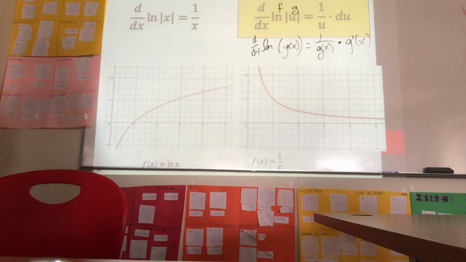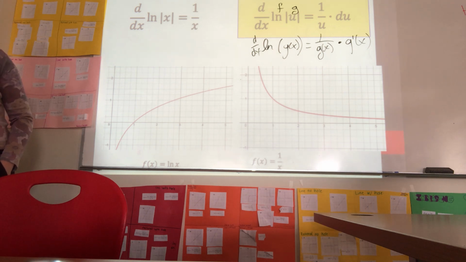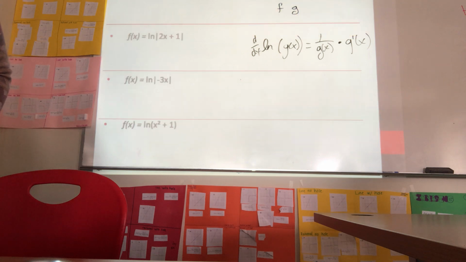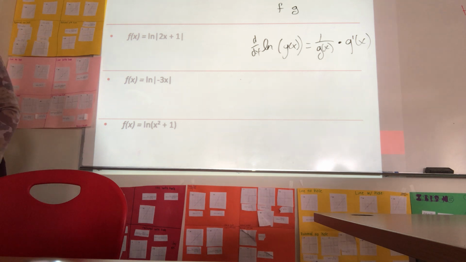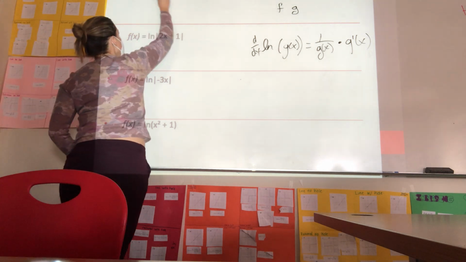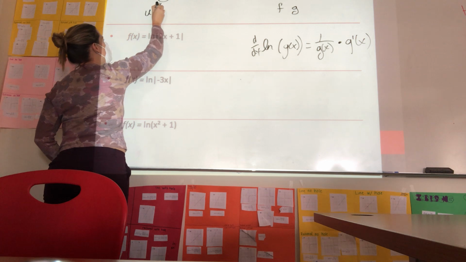So I like the mantra: the derivative of ln of u is 1 over u du. Are you ready to do some derivatives of ln? All right, let's do this first one. What's my u or my g of x here? 2x. This is my u or g of x.